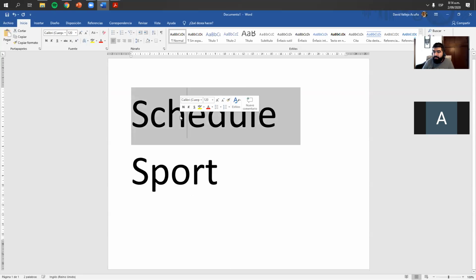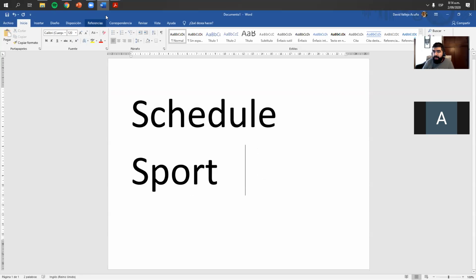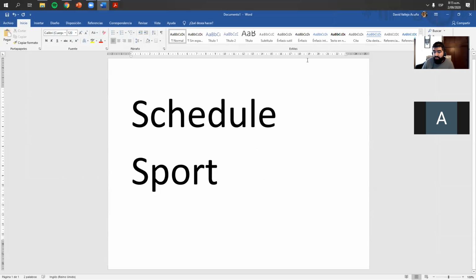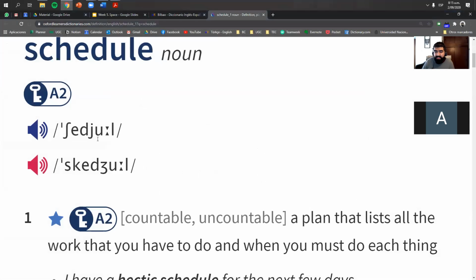So yeah, one possible pronunciation is the one that Felipe used, schedule. But the British pronunciation is super different. Look at this. Schedule. It's like, seriously, dude? I mean, that's super different. Actually, it's really hard. Schedule. I don't know.